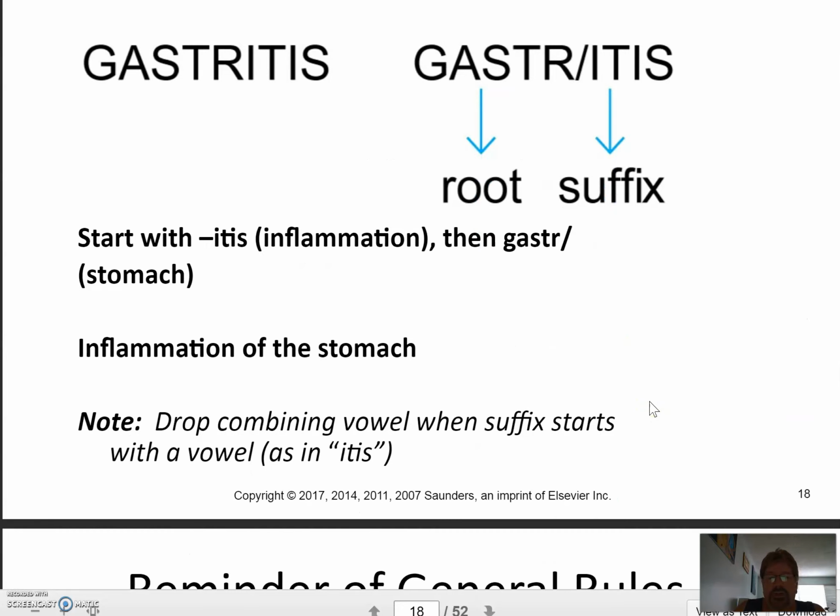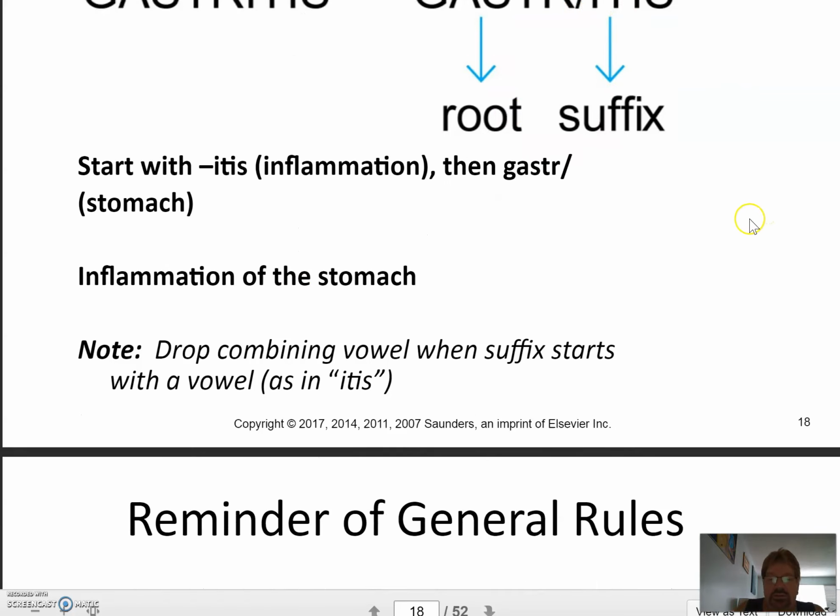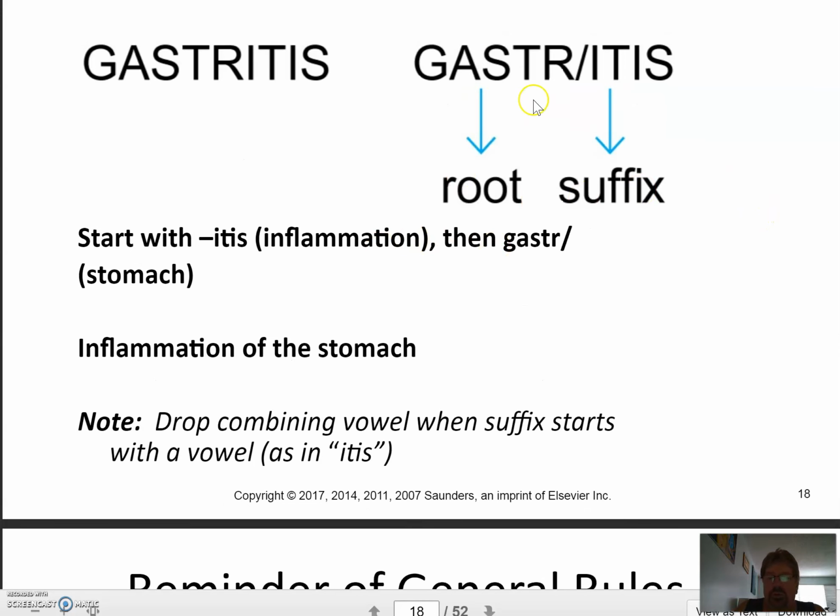Okay, here they're talking about the same thing. Drop the combining vowel when the suffix starts with a vowel, which it does here. That's why it's not gastroitis, it's gastritis, as it's actually pronounced. Now, this is a real important rule to remember, guys.